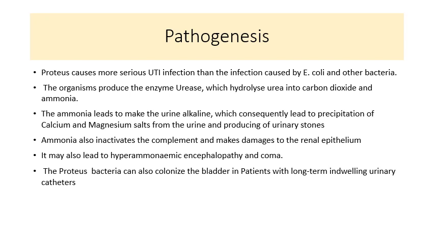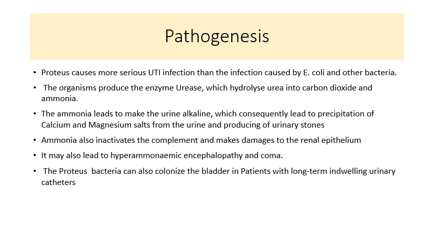As we mentioned, this enzyme plays an important role in the virulence of this bacteria, as it leads to hydrolyzing the urea in the urine and generating ammonia and carbon dioxide. The ammonia changes the pH of the urine to alkaline, and this leads to precipitation of calcium and magnesium salts from the urine and then production of urinary stones. So this is one of the main serious complications caused by UTI with Proteus.